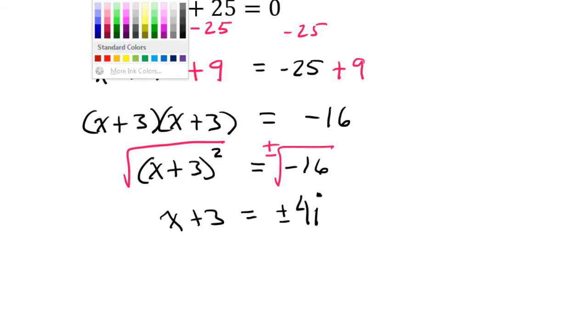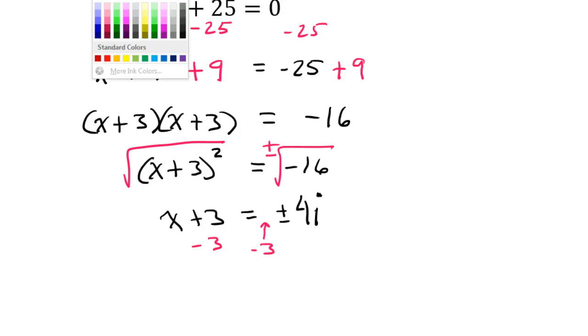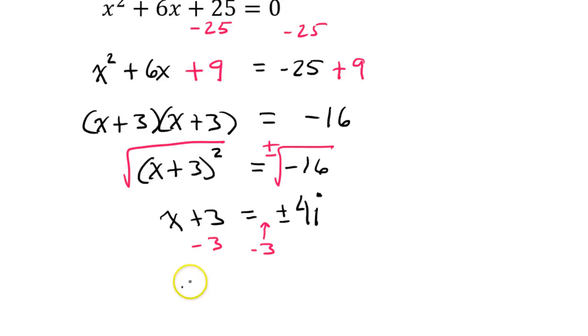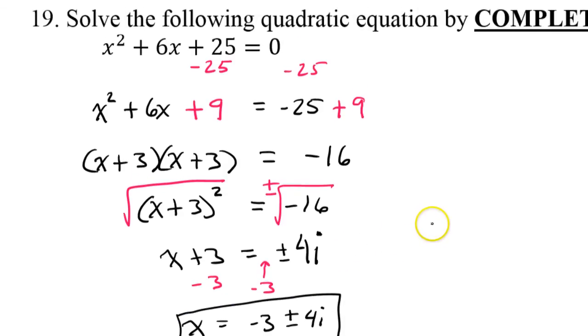Now we need to subtract 3 from both sides. And I will put it in the front. So that's going to give us x equals negative 3 plus or minus 4i. Alright, and that is how you solve by completing the square.